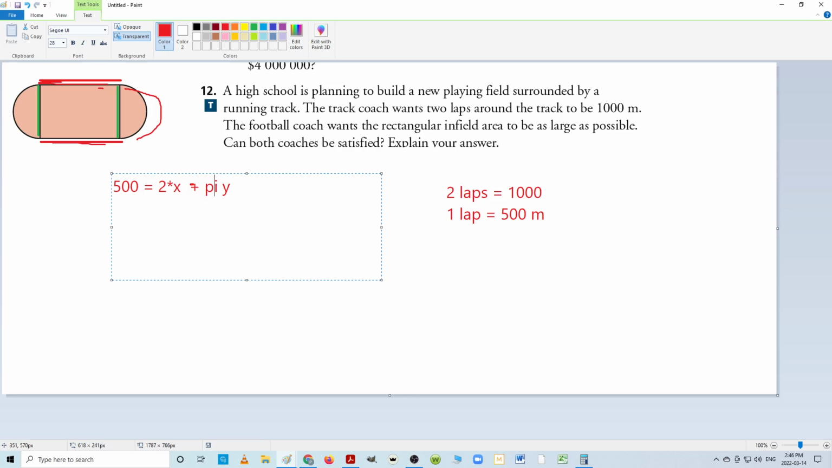Oh, it's not x. Yeah, that's when we're adding it up, the perimeter. But he also wants x times y to be max. Right? Now, the question is, can I find a version of x that's equal to y? Let's see. The perimeter should be 1,000 meters. The football coach wants the rectangle to be as large as possible. Okay?